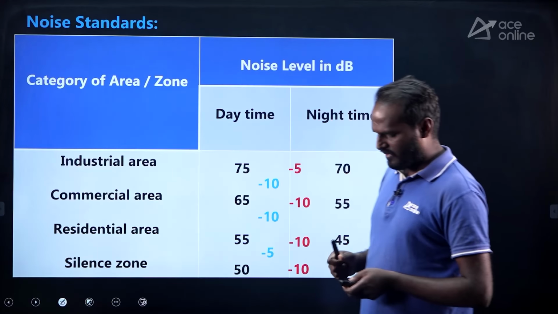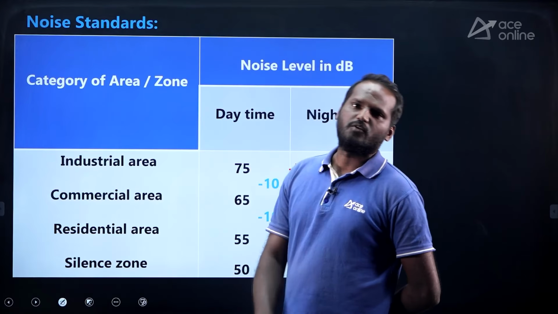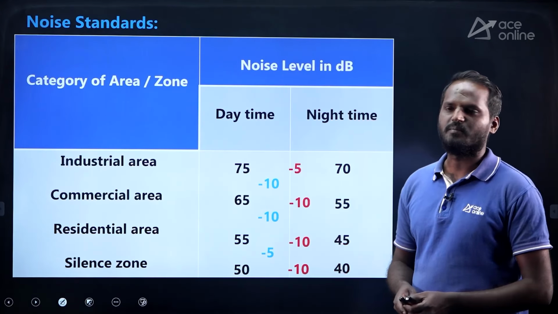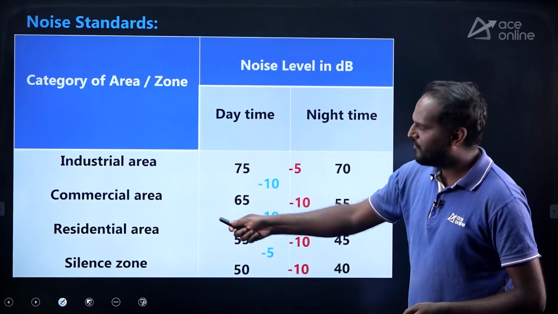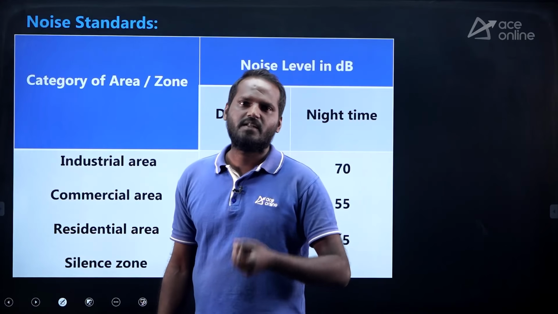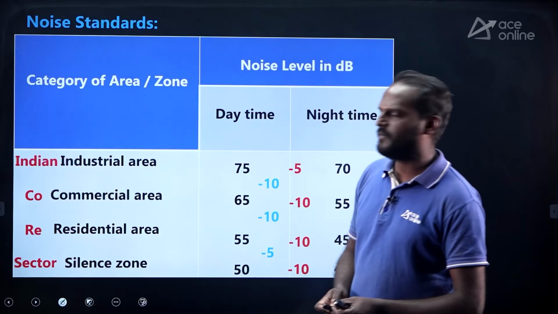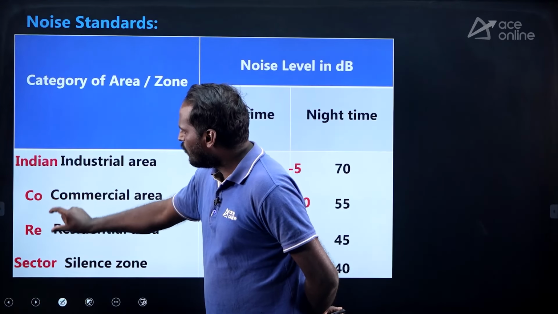Okay, some people may forget the sequence. What can they do? Now I have another tip. You can remember these zones if you forgot the zones in sequence. The tip is Indian core sector. What is this tip? Indian core sector.